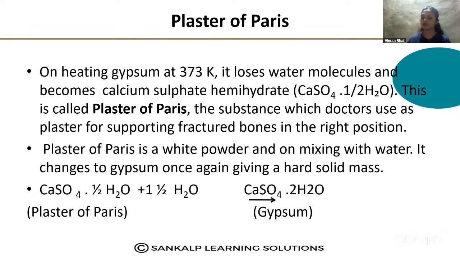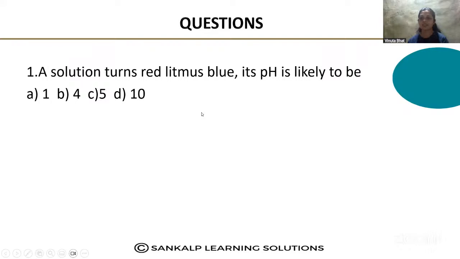Yes, most of the students don't have any doubts. So I will move to the next part of this chapter, that is the discussion of question and answer. Let us discuss some questions on this chapter. A solution turns red litmus to blue. Its pH is likely to be: option A 1, option B 4, option C 5, option D 10.